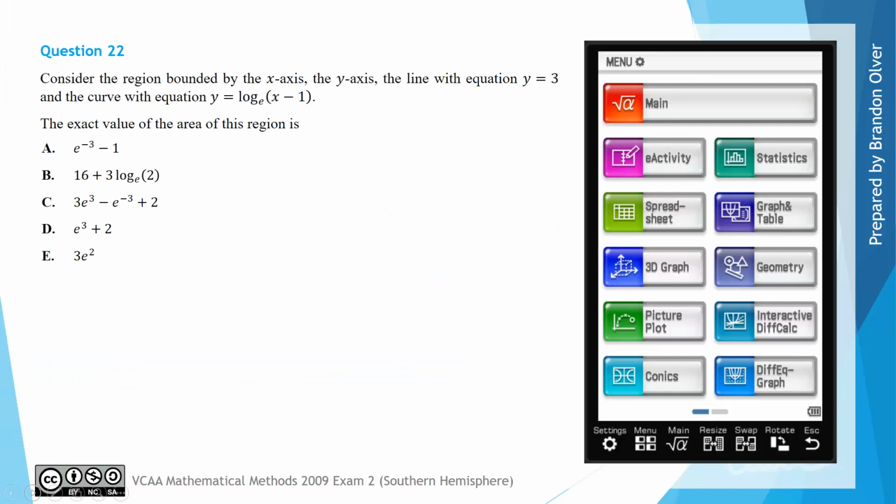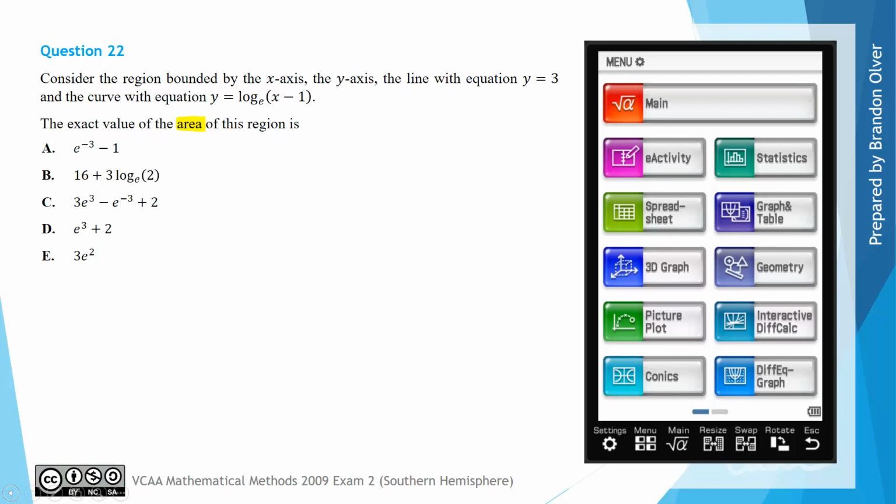So for question 22 we want to consider the region bounded by the x-axis, the y-axis, and the line with the equation y equals 3, and the curve with the equation y equals log e of x subtract 1. And we are asked that the exact value for the area of that region is equal to one of the following. So to start off with, we're going to sketch the region in this question.